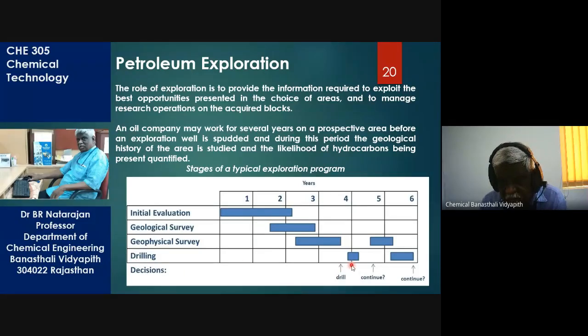Then toward the end of the fourth year, drilling starts. This is a test well, and then the production well. Then this is how so much drilling continues. So many decisions have to be made.